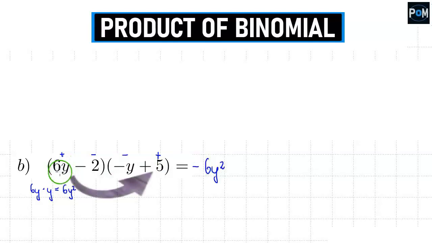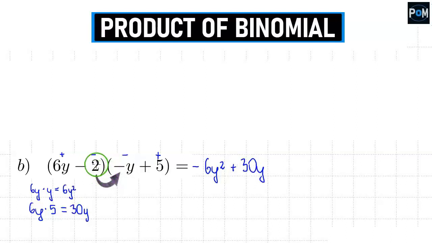Then the second multiplication is 6y's multiplied by this 5. 6 times 5 will multiply, giving us 30, and this y won't multiply with anything, so y is rewritten. And now the sign. 6y's are positive, 5 is positive, so the result of this multiplication is positive, positive 30y's.